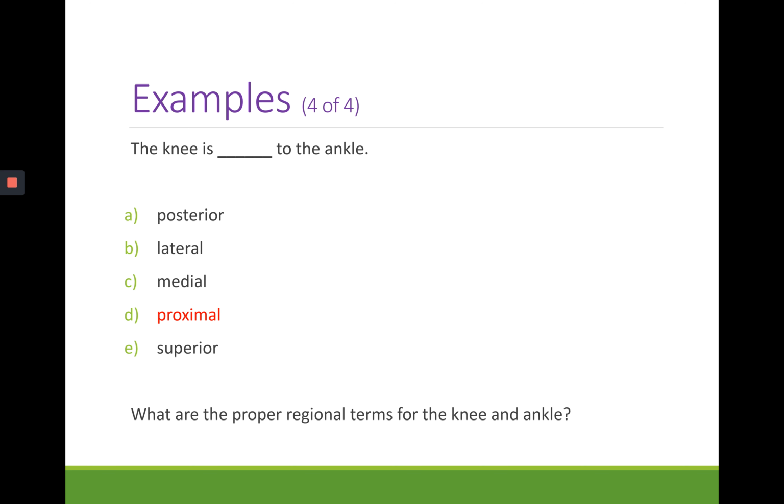Go ahead and try what are the proper regional terms for the knee and ankle. I'll give you a minute.